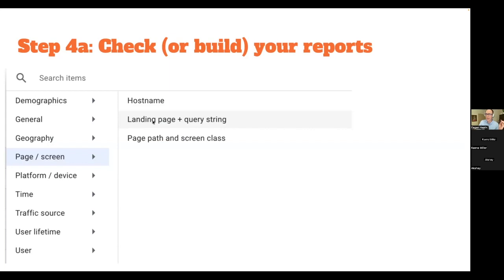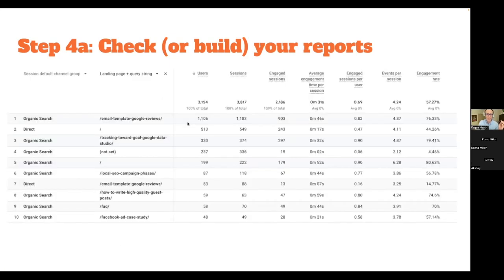This is the best one I found. It's a little weird. It's unintuitive to me, but landing page and query string, that then gives me something approaching a usable report. What I'm looking at here now, I'm sorted high to low on users. This is for my old agency. So I can see organic search. This is an old blog post about getting Google reviews, right? That's where we're getting the bulk of the traffic.